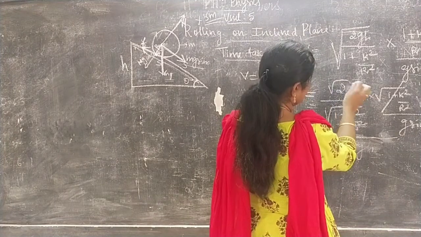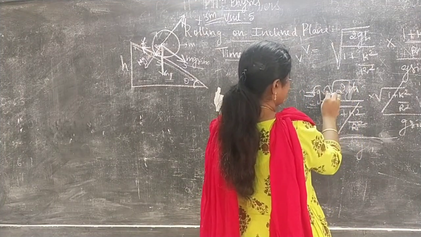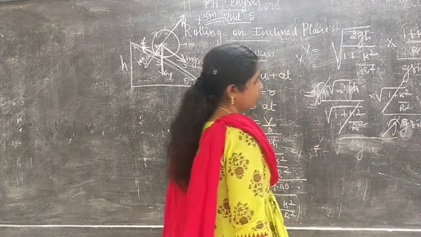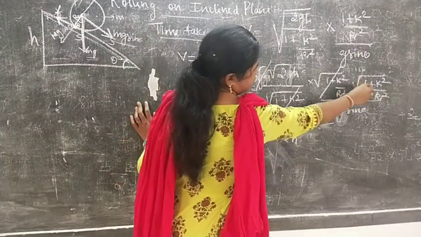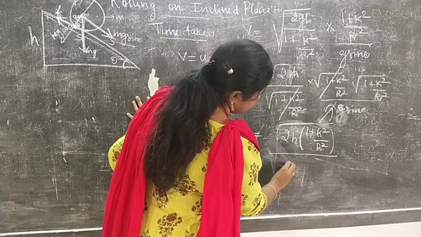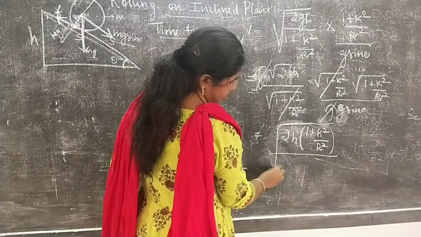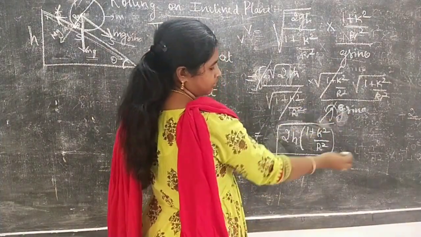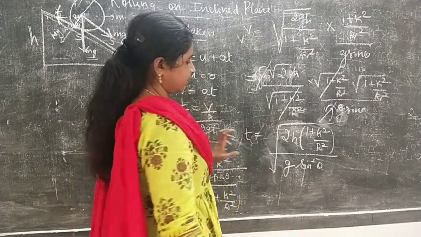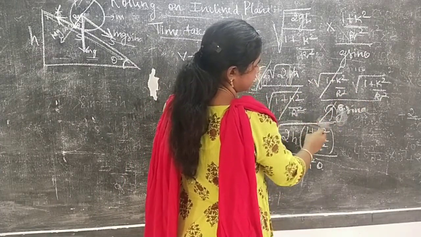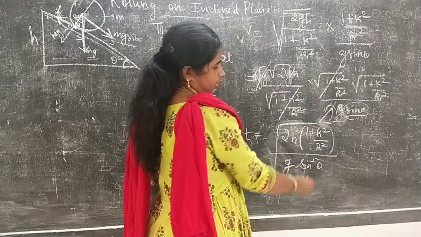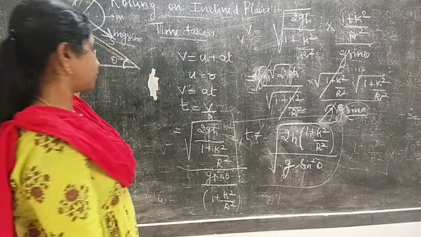Then you can write it as root 2h root g, and g as root g into root g. Here it is root g, so this and this will cancel. Finally you can write root 2h into root of 1 plus k square by r square, divided by root g. When sin theta comes under the root, it becomes sin square theta, so the root of it is sin theta. So this is the time taken: root of 2h into root of 1 plus k square by r square, divided by root g sin theta. This is the time taken for this body to reach the ground.